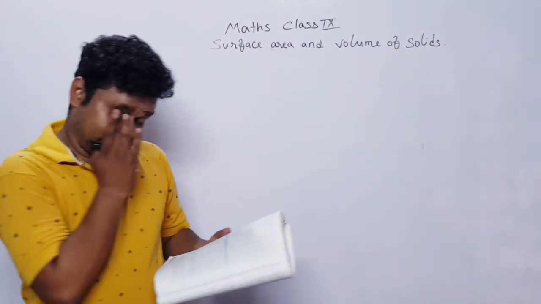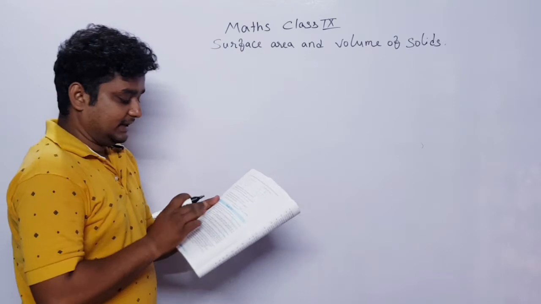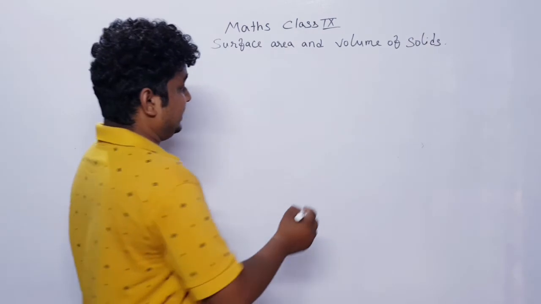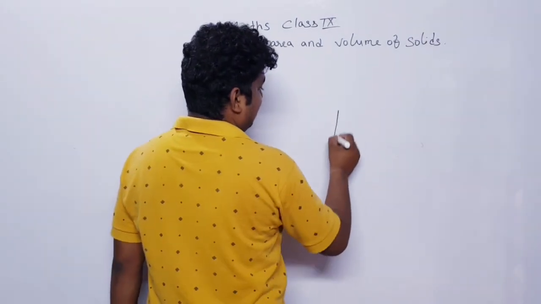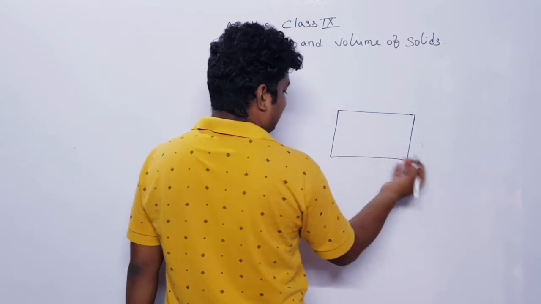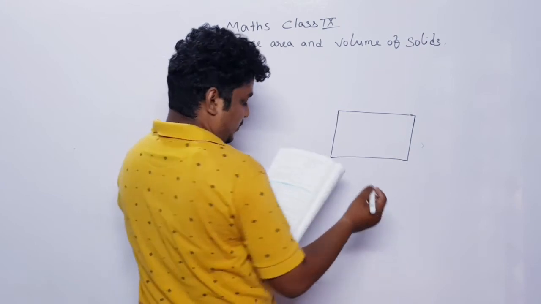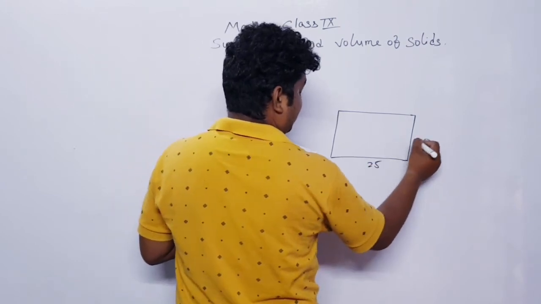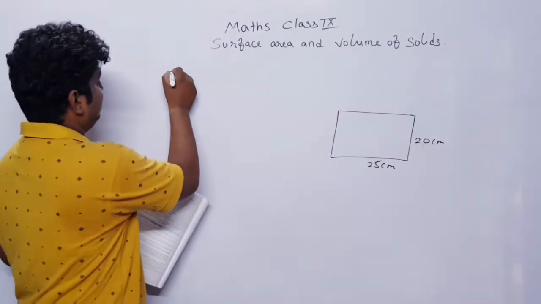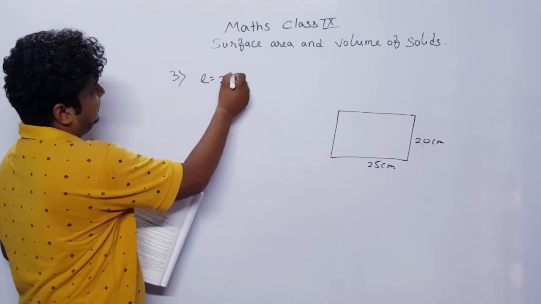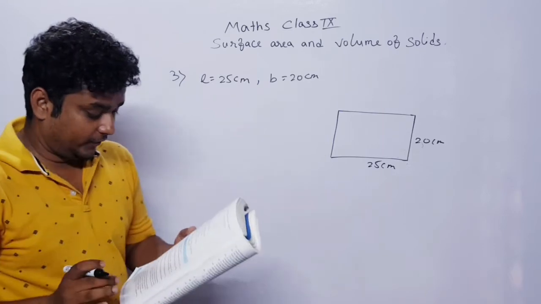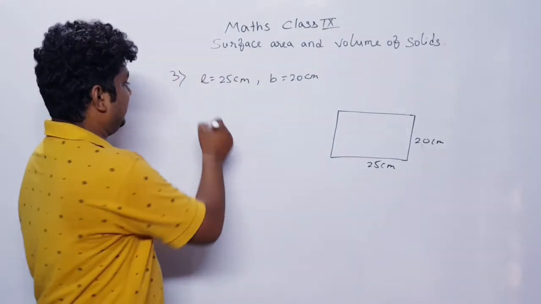Now we are coming to question number 3. In this question, the length and breadth of a rectangular solid are given as 25 centimeter and 20 centimeter. This is the rectangular solid, and length is given as 25 and breadth as 20, all in centimeter. So you can write: question number 3, length equals 25 centimeter and breadth equals 20 centimeter. The volume of this figure is also given.